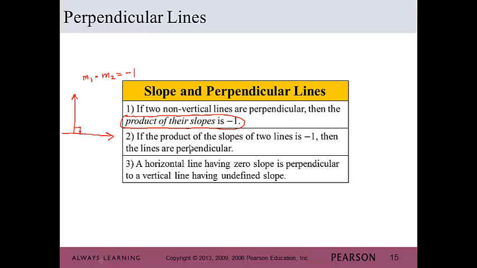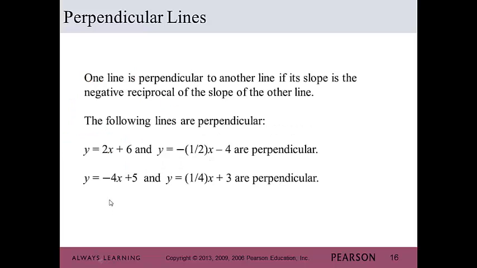And then the second one says if the product of the slopes of two lines is -1, then the lines are perpendicular. It's just the backwards definition. And then it says a horizontal line having 0 slope is perpendicular to a vertical line having undefined slope. So let's look back at the picture I just drew. This is my vertical line. This is my horizontal line. They are perpendicular.